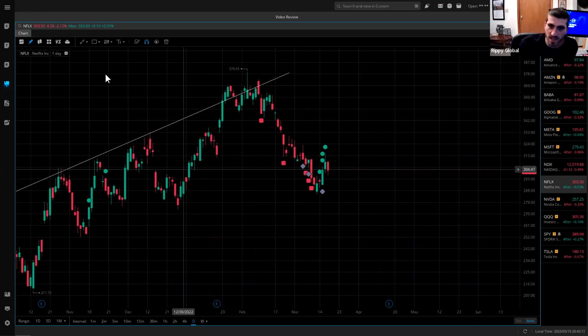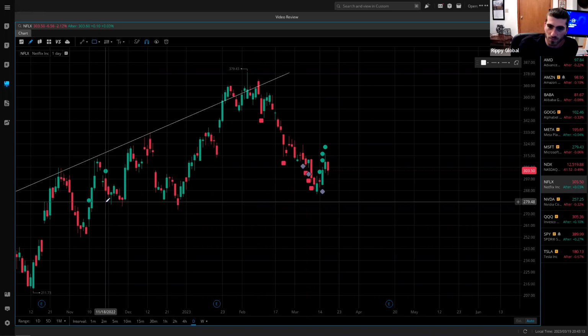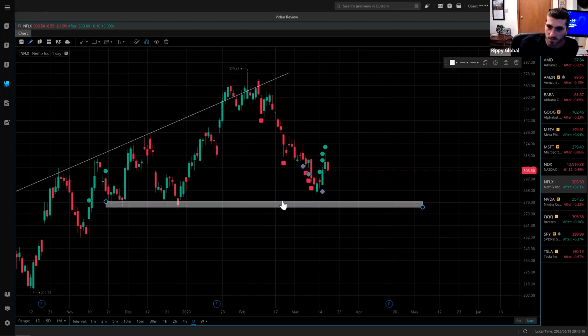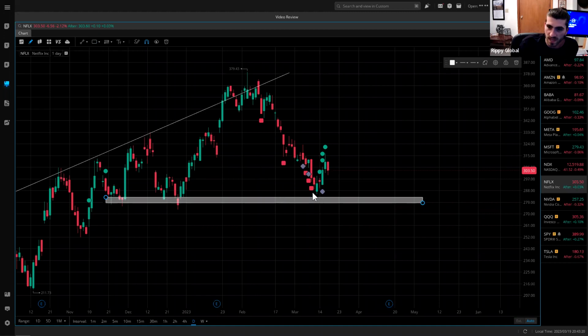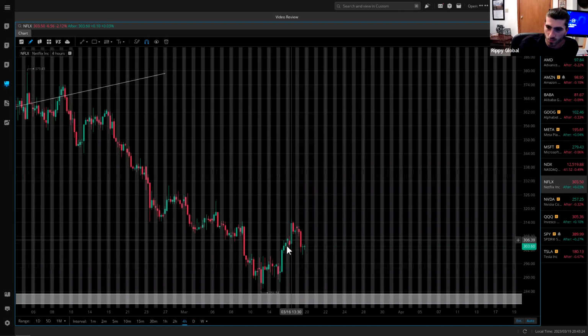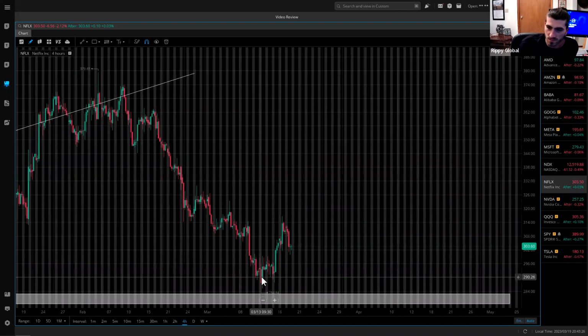So with where Netflix is now, you're basically looking for buying pressure to keep it up, or you're looking for a break on the downside. And with buying pressure, this zone is the main thing that I'm looking at, mostly because that's basically where we touched about a week ago, March 13th.